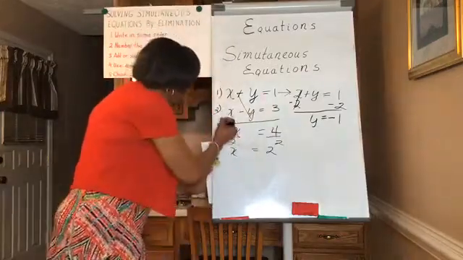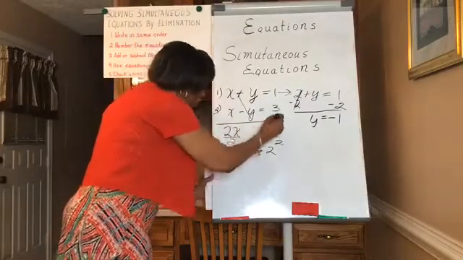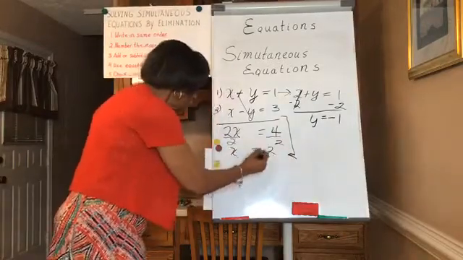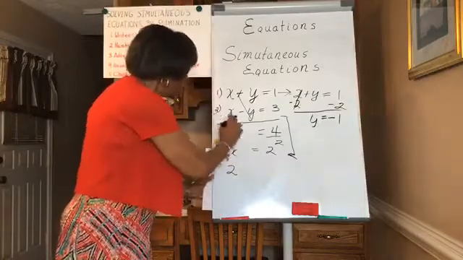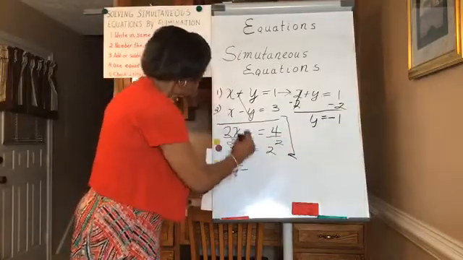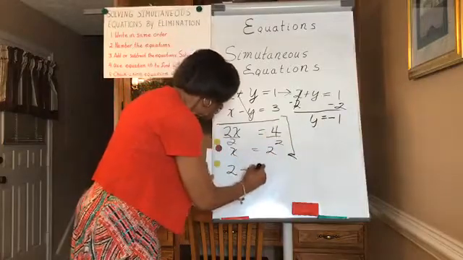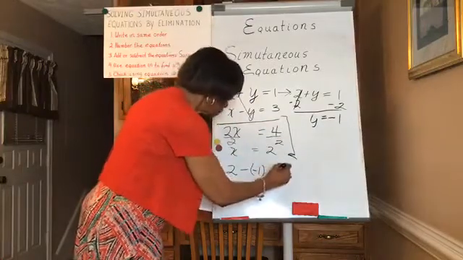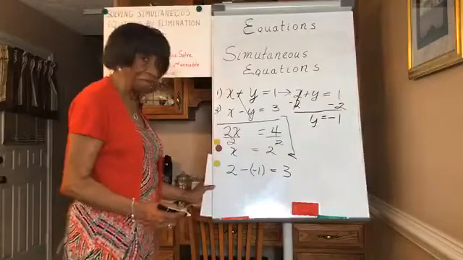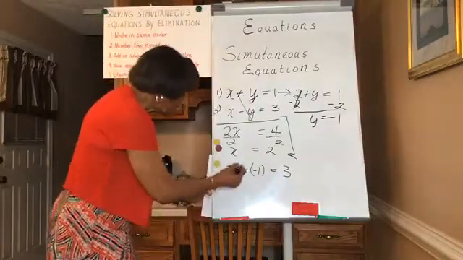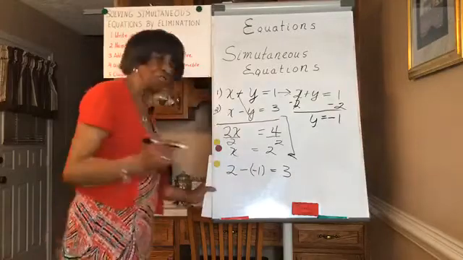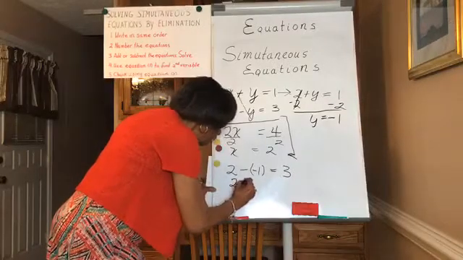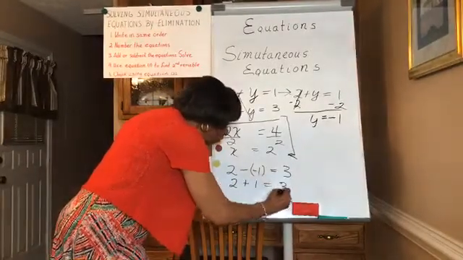So I don't have room to go out to the side, so I'm going to come down here, bring this equation down here, and I'm going to have x, which is 2, minus y, which is negative 1, equals 3. All right, let's see if that's correct. 2 minus negative 1 is the same as 2 plus the opposite of negative 1. So that would be 2 plus 1 equals 3.